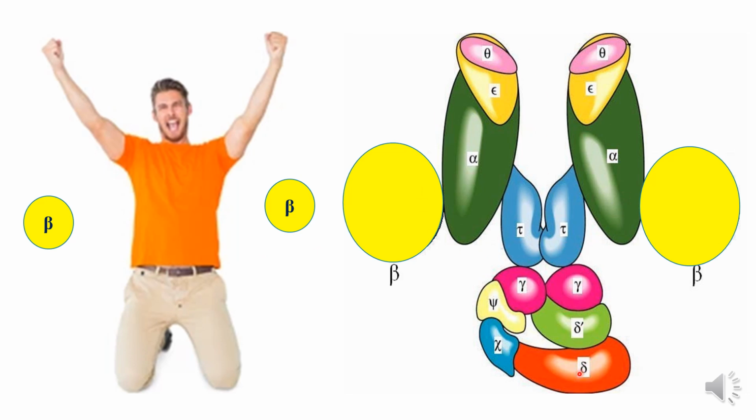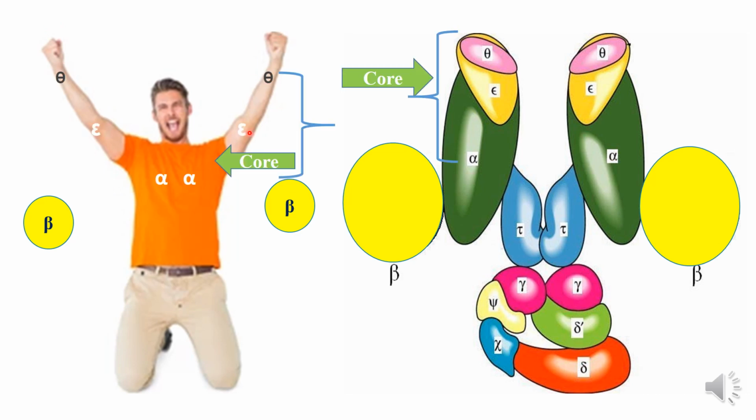Now we will individually see each part of the polymerase. It has several subunits, and let us see what these subunits do. So the arms are made up of theta, epsilon and alpha, and they exist as dimers, and they form the core of the enzyme. So this is the core of the enzyme which carries out the polymerization.